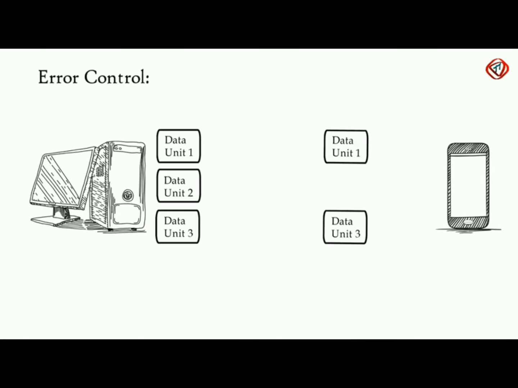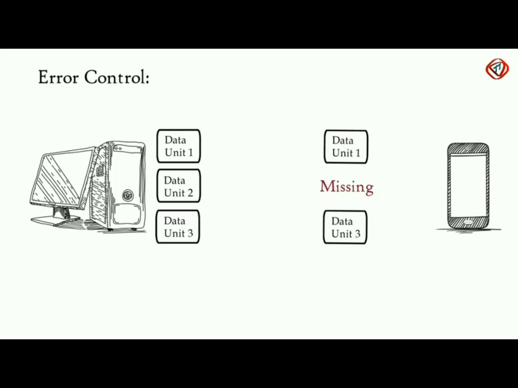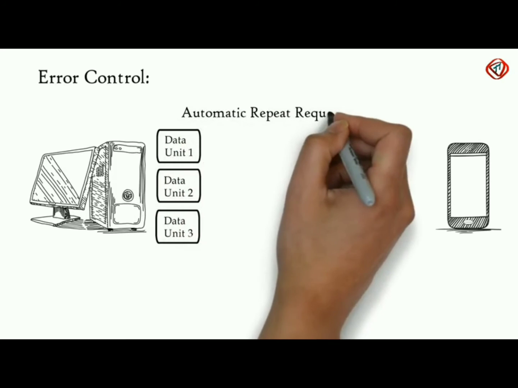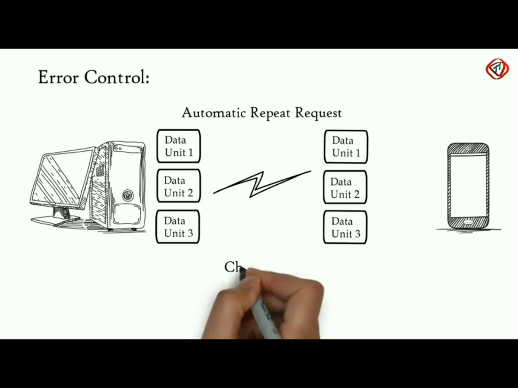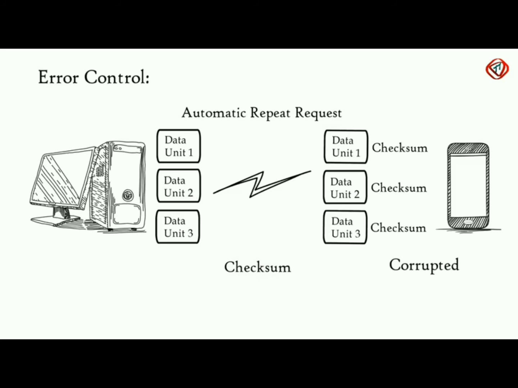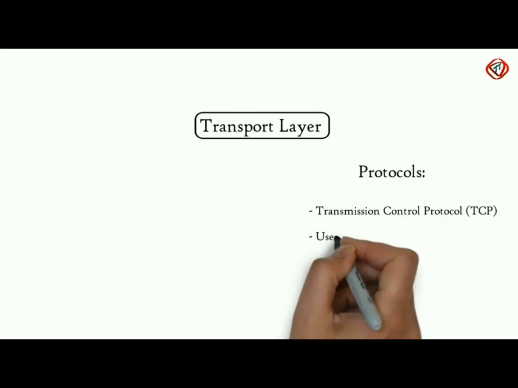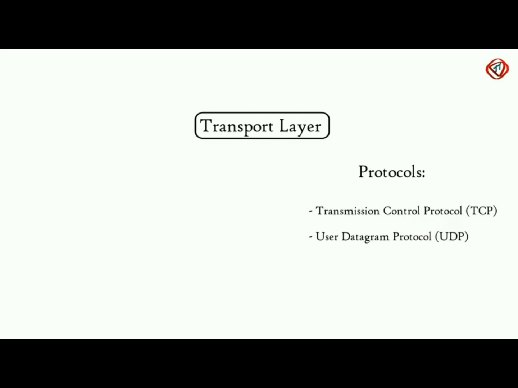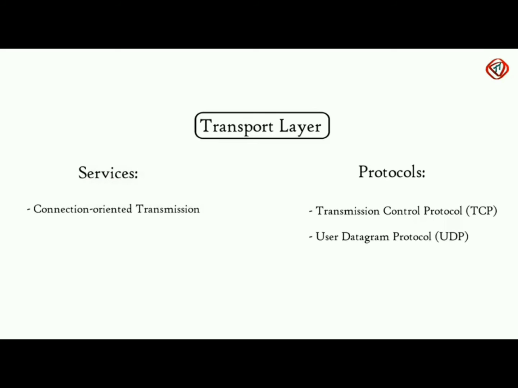Error control. The transport layer also performs error control using automatic repeat request. If data is lost during transmission, it is sent again using automatic repeat request. The transport layer also adds a group of bits called checksum with its segments to check whether the data received at the receiver side is not corrupt.